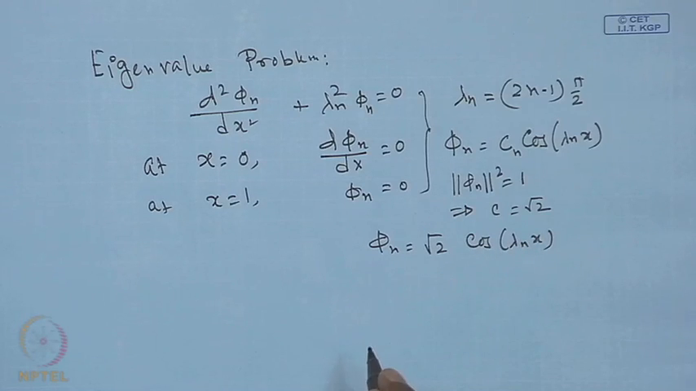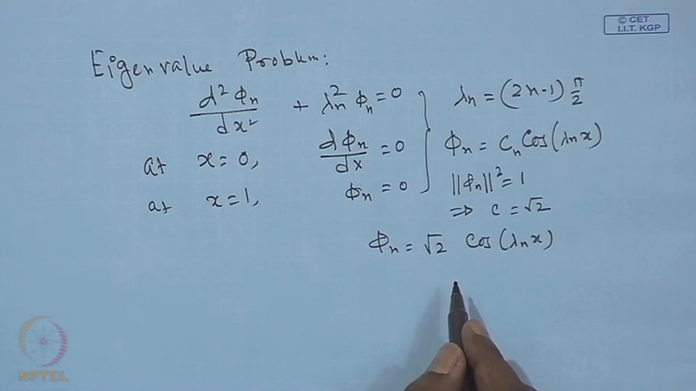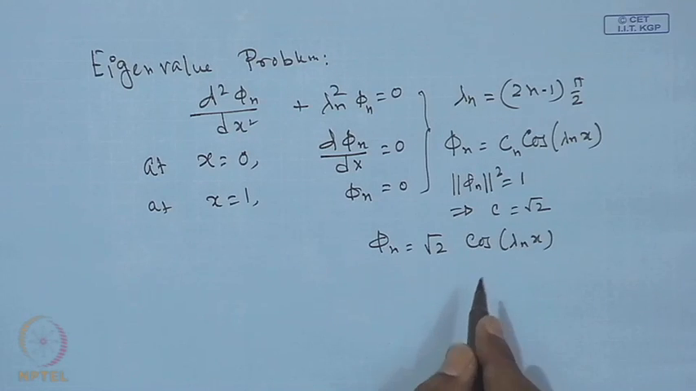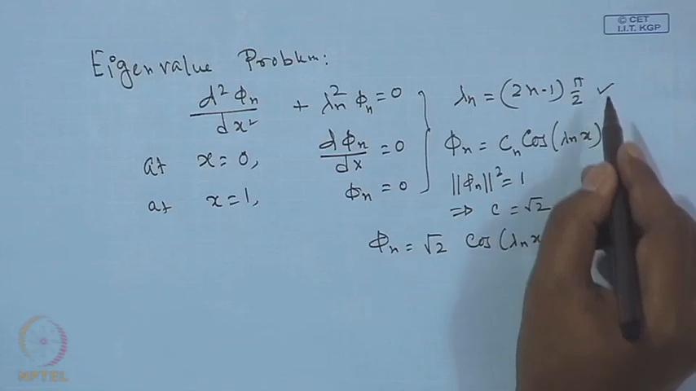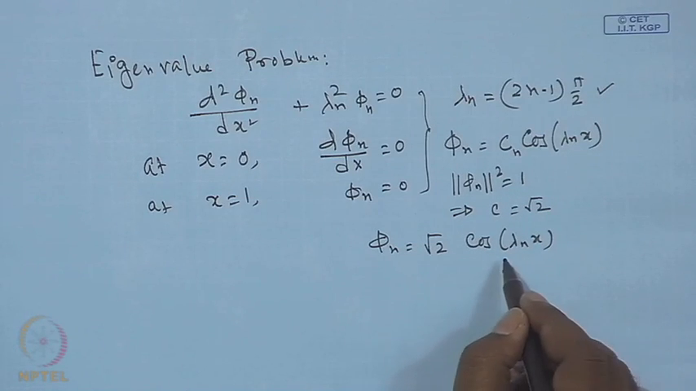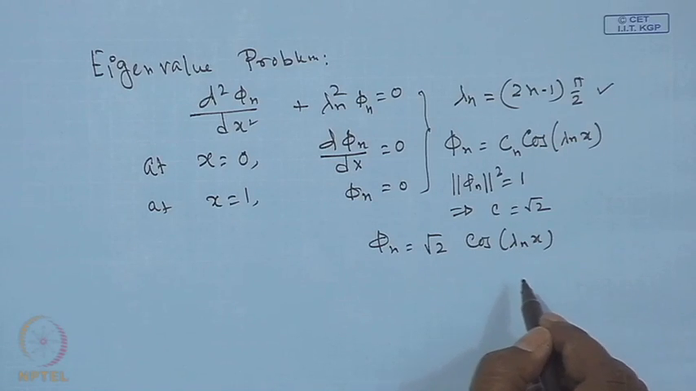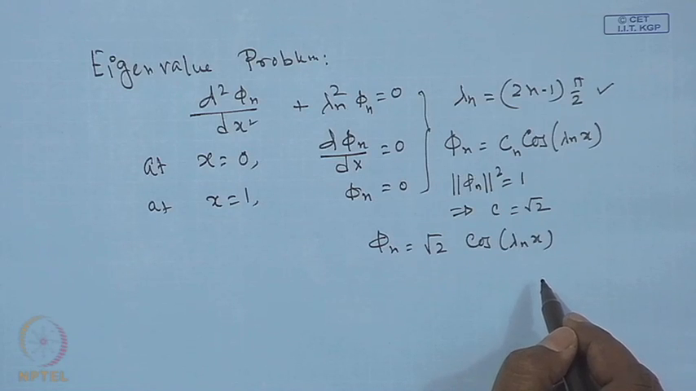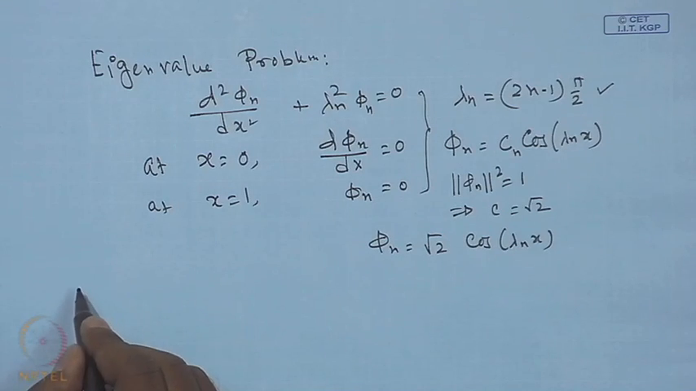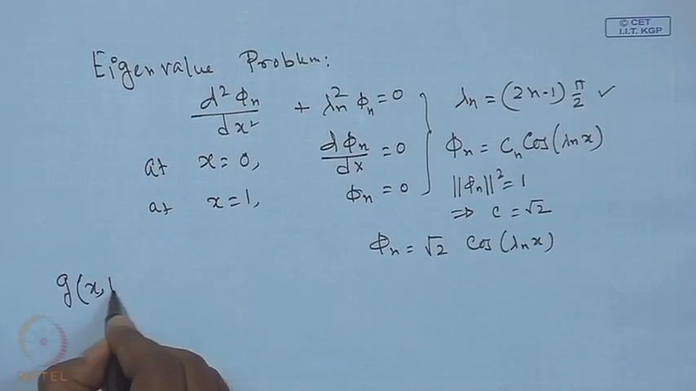If you compare to the earlier problem, in the earlier problem we had a Dirichlet boundary condition. In this problem we have a Neumann boundary condition, and the eigenvalues will be (2n minus 1) pi by 2 instead of n pi, and the eigenfunction will be root 2 cosine lambda n x instead of sin n pi x or sin lambda n x.